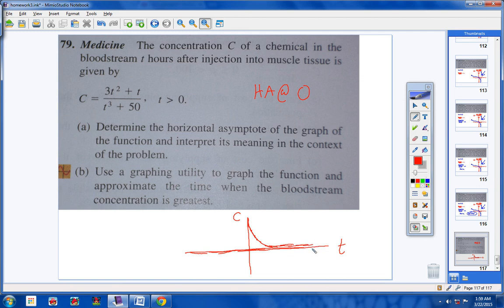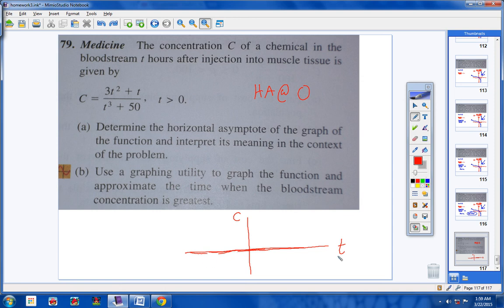Now you could argue eventually it would be 0 in your bloodstream. Probably so, but I think you get the point they're trying to make. The graph's going to get closer and closer to 0 because the chemicals are slowly leaving your body, but never totally leaving your body. So that's the interpretation of the horizontal asymptote, and that's what the horizontal asymptote would be, is 0.